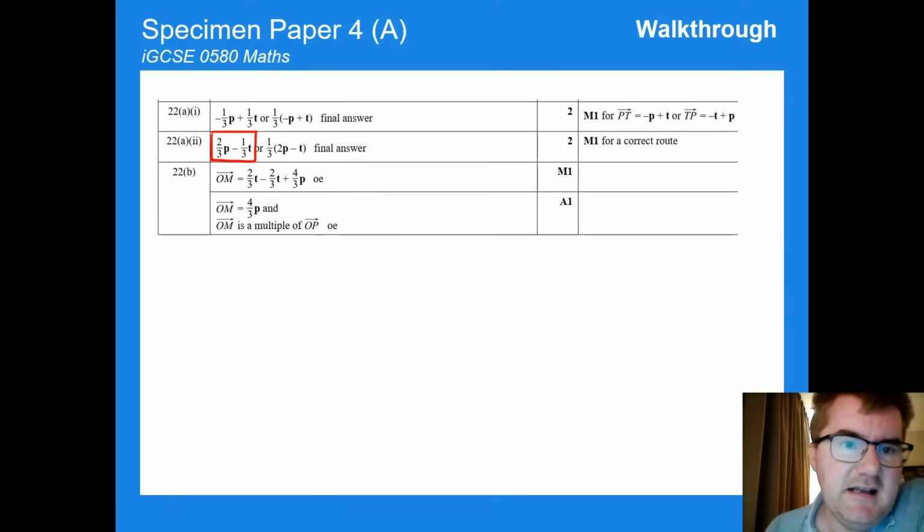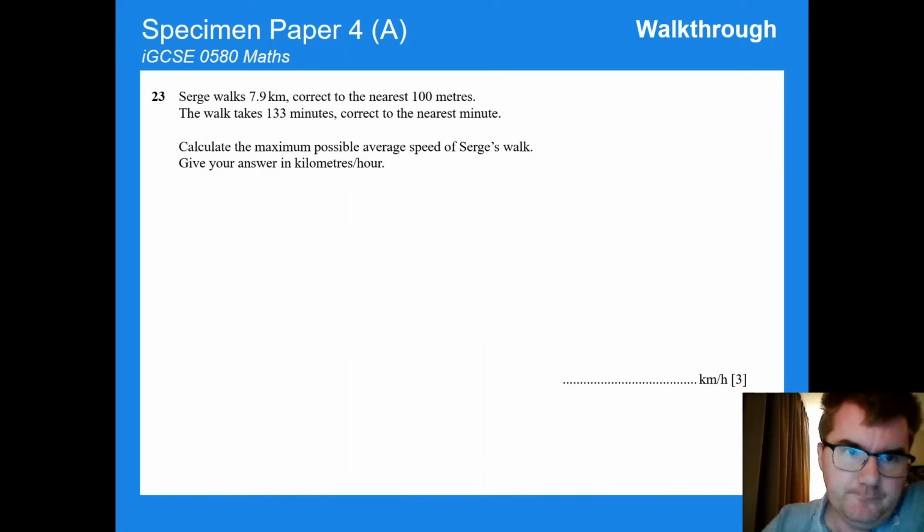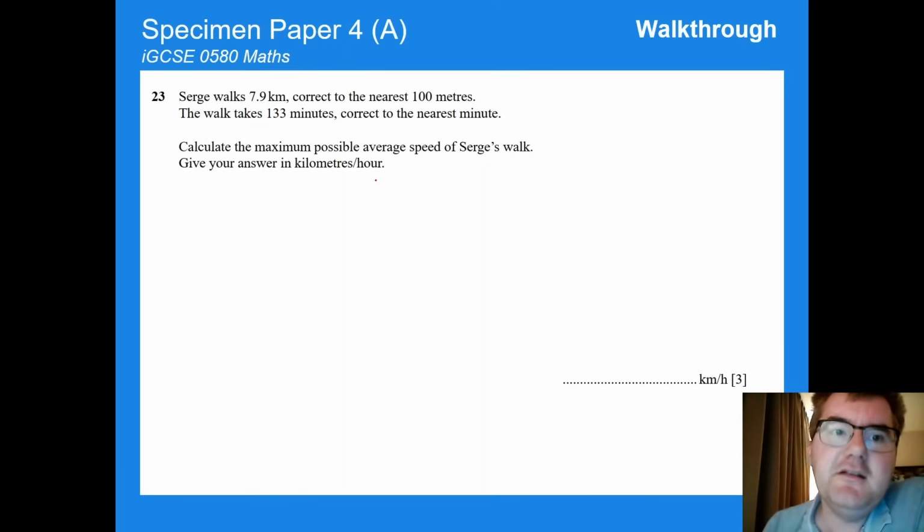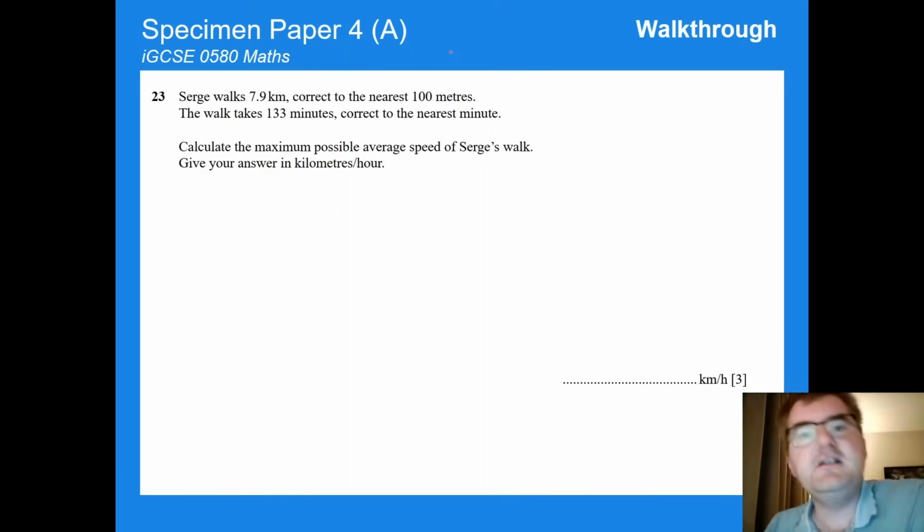So you can see the mark scheme here. The key thing was realizing you can take this long way round for question 22. Okay, on to question 23. So Sergey here walked 7.9 kilometers, correct to the nearest 100 meters. So we've got upper and lower bounds here.